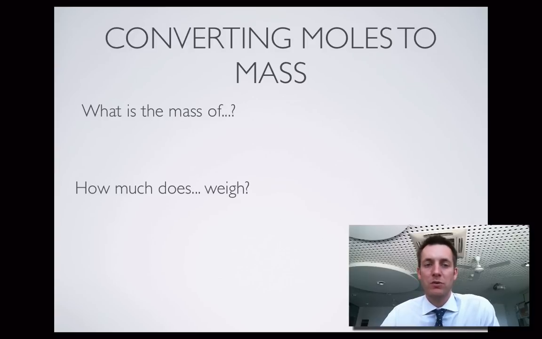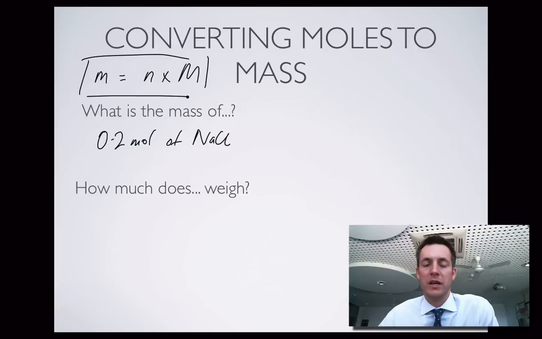So if we're converting moles to mass, the question might look like, what is the mass of, or how much does such and such number of moles weigh? So let's say I had 0.2 moles of sodium chloride. Okay, what is the mass of? We are saying m equals n times big M. Okay, that's one of those 3 formulas we learned just now.